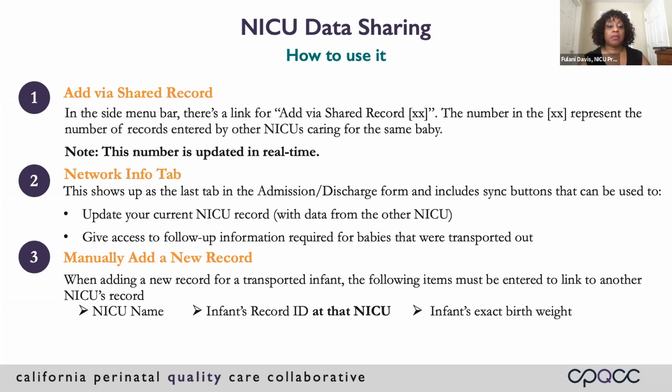The third option is manually add a new record. So when adding a new record for a transported infant, the following items must be entered to link to another NICU's record: the NICU name, the infant's ID, record ID at that NICU, and the infant's exact birth weight. So this last option is similar to the way that you would share data before, where you would call another NICU and ask for the NICU record ID or the birth weight. The only difference is that when you enter just these 3 items, the entire admission discharge form will be pre-populated.